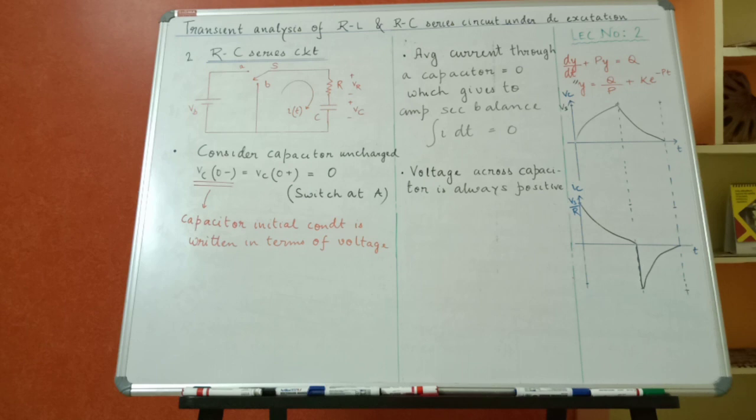As we know, a capacitor doesn't allow change in voltage, hence for a small instant of time, even after switching occurs, the voltage will remain the same. So capacitor uncharged means voltage 0, whereas inductor uncharged means current 0. Then this initial condition you put in the KVL and find the value of K, likewise we had found in the RL circuit.